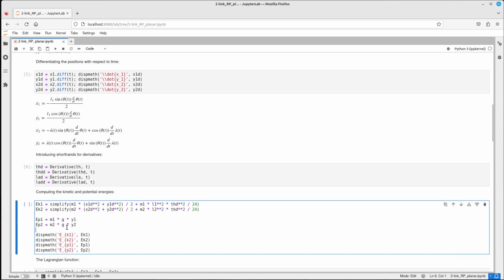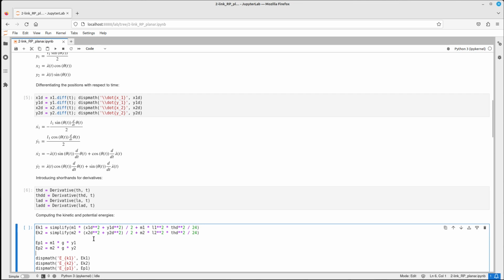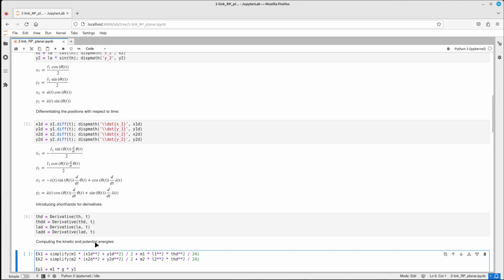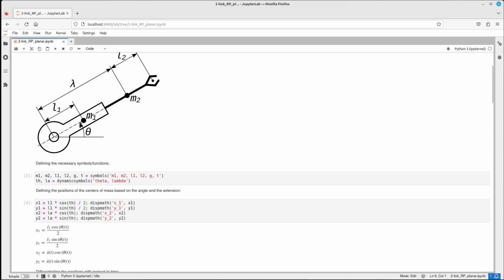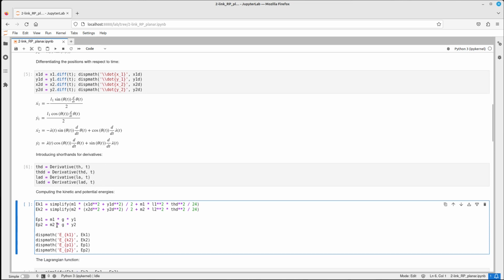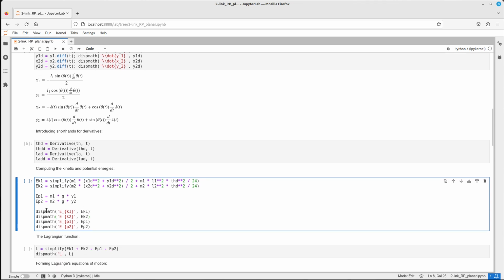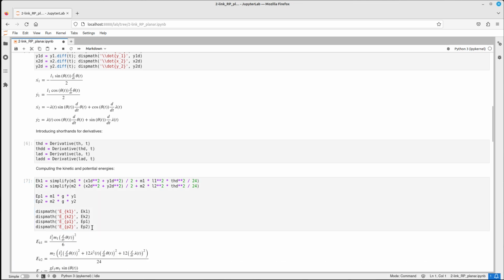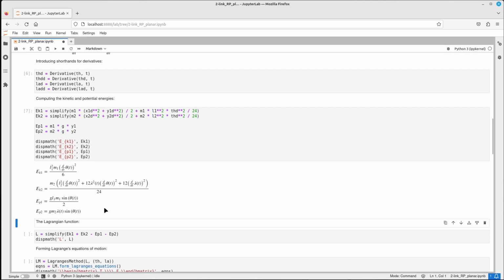Okay, so as for the potential energy, it's pretty simple as well. So just use the distance, by projecting this distance onto the vertical y-axis. So this is m1 times g times y1, and the second potential energy is m2 times g times y2. So we also display those energies here. And this is what it looks like.